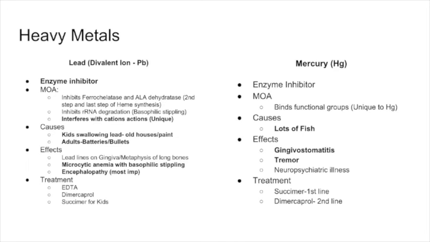The next metal that we're going to talk about is mercury, and mercury is also an enzyme inhibitor. It binds functional groups, which is something that's unique to mercury. A cause of mercury toxicity is eating lots of fish. Effects of it are gingivostomatitis, so you have inflammation of the gingiva and inflammation of your mouth. You also get tremor, and you have some neuropsychiatric symptoms. Treatment of mercury is succimer first line and dimercaprol. Remember, succimer and dimercaprol are the drugs for heavy metals.